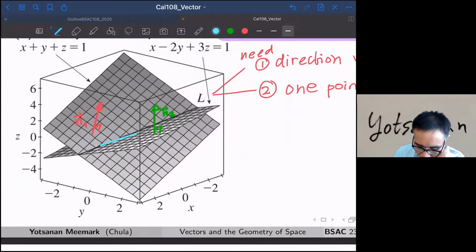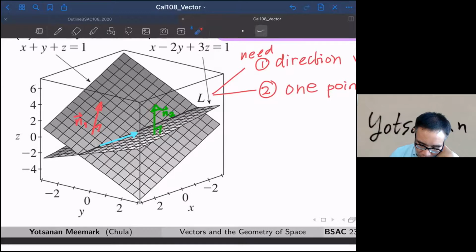So this blue vector turned out to be the vector that lies on the first plane and the second plane. So the blue vector is on both planes. In this case, the blue vector will be perpendicular to the plane n1, and also the blue vector turns out to be perpendicular to the plane n2.